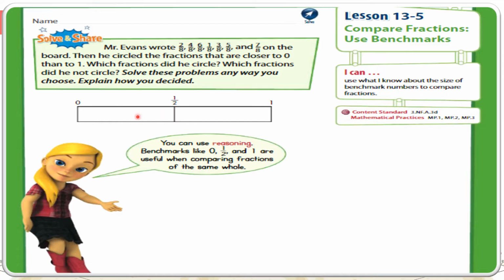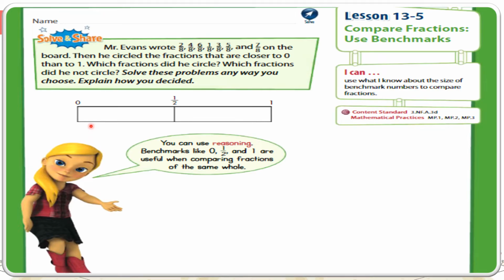Okay, so what we will do, we will divide this whole from 0 to 1, and we have used the benchmarks 1/2, 0 and 1. Now we will divide it further into 8 equal parts. Why 8 parts? Because the fractions given in our question have 8 as a denominator. So we will divide it into 8 equal parts, 4 parts on this side of half and 4 parts on this side. Then we will write the fraction for each part.